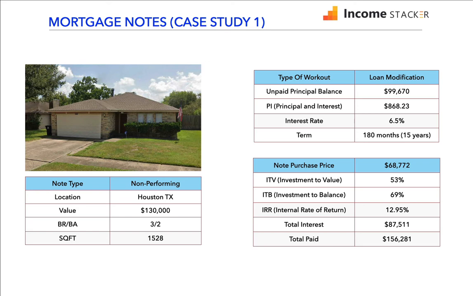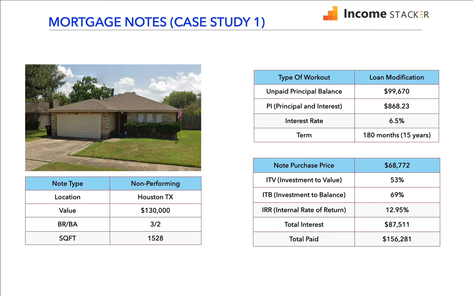So they had an unpaid principal balance of $99,670. Now, remember, I didn't get into all the numbers before, but they were paying a much higher principal and interest payment. We came up with a principal and interest payment that they thought was acceptable and could afford to pay. So we reduced the interest rate from, I think it was 8%, down to 6.5%, and we got a term of 180 months. They agreed to those terms, we agreed to the terms, and we're good to go.